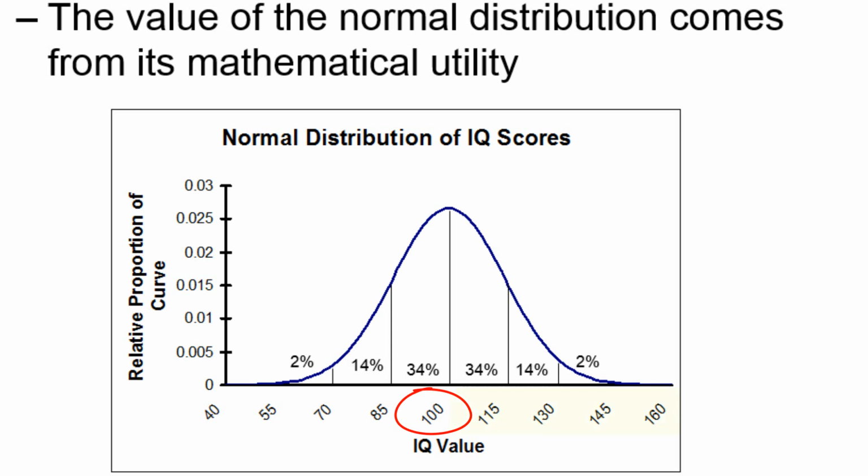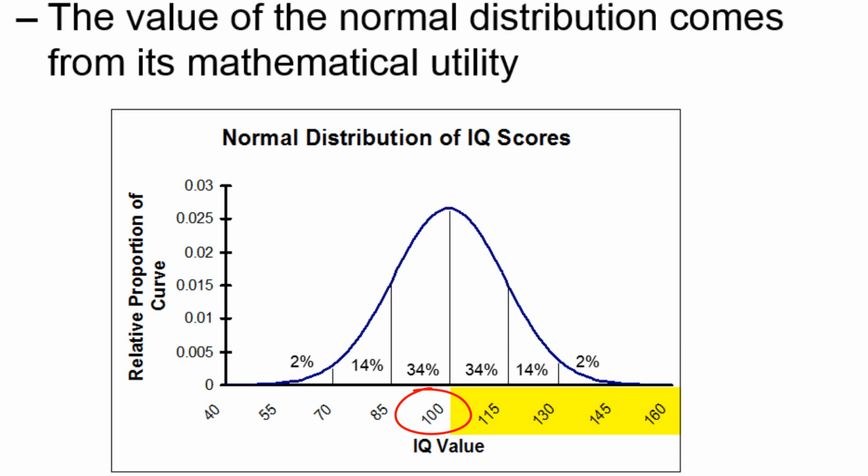So a value of 115 is one standard deviation above the mean. A value of 130 is two standard deviations above the mean. A value of 145 is three standard deviations above the mean. And of course, you can go under the mean as well. And that would establish where a score exists in its relative standing relative to other people.